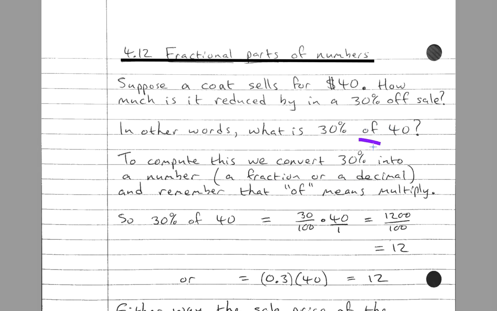So we've seen this before. Whenever you see "of", what is the operation? Yeah, it always means multiplication. So we need 30% times 40. The problem is 30% is not a number. So first you have to convert it to a number, either a decimal or a fraction.